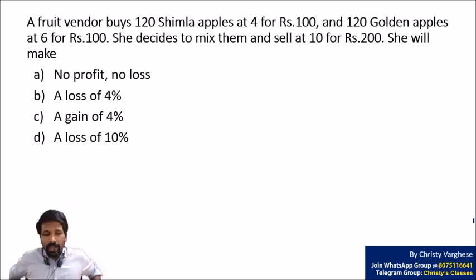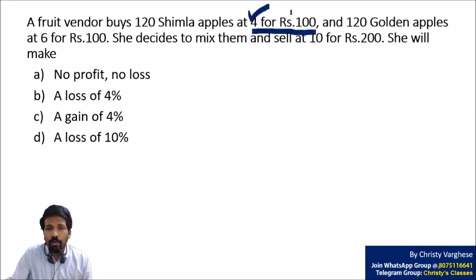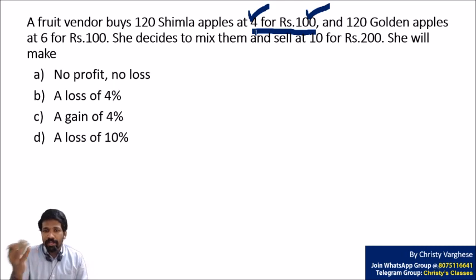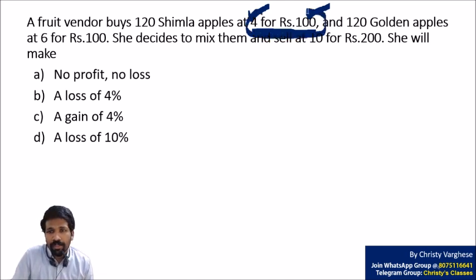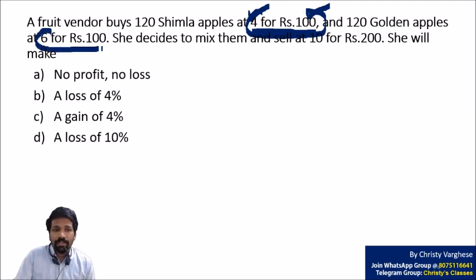So this question is again about understanding the question properly. A fruit vendor buys 120 Shimla apples at 4 rupees 100. 4 rupees 100 means 4 apples cost you 100 rupees. When you go to market, some vegetables or some fruits are given in bundles. For example, this palak, 2 bundles of palak will be 50 rupees, something like that they can say. So likewise here it is told 4 rupees 100 means 4 apples cost us 100 rupees. But the golden apples are given as bundles of 6 apples.